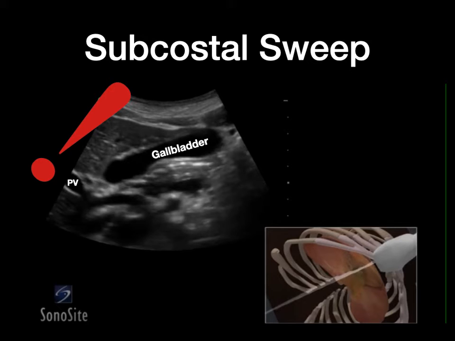The rest of the portal triad is subtle here, but visible within this red circle. We will talk about identification and evaluation of the portal triad components more in depth shortly. The portal vein is the most obvious structure of the triad, and as such we use the exclamation point sign to help identify the location of the triad.